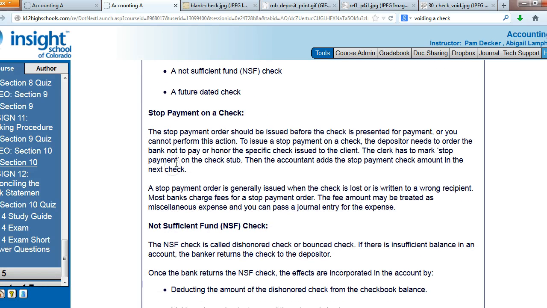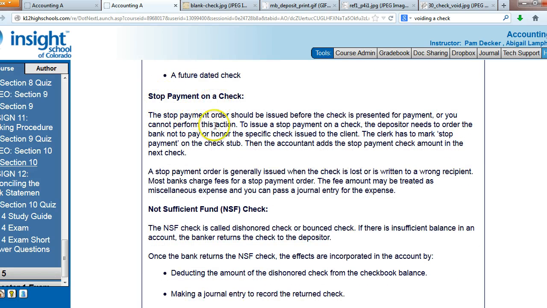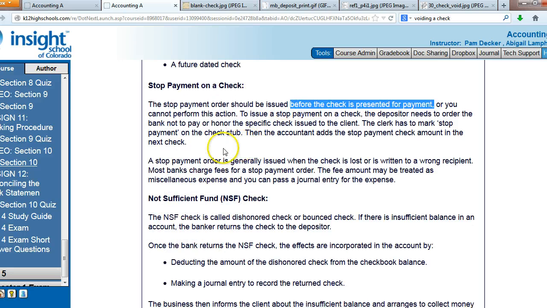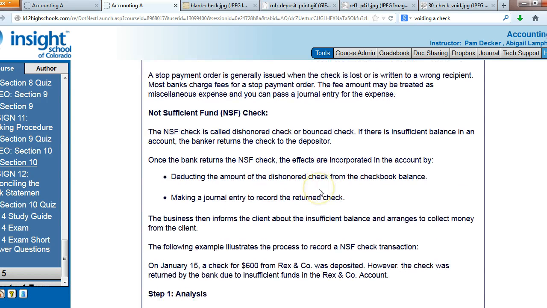So looking at those three things, a stop payment on a check is issued before the check is presented for payment. This might happen usually if the check is lost or stolen or is written to the wrong recipient. So basically you're telling the bank, when you see this check number come through, do not pay that check for whatever reason. Again, maybe it was lost or stolen, someone else is trying to deposit it. So you're telling the bank not to honor that check. There could be a fee that your bank charges you in order to do that, though.